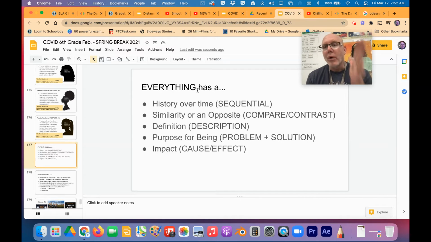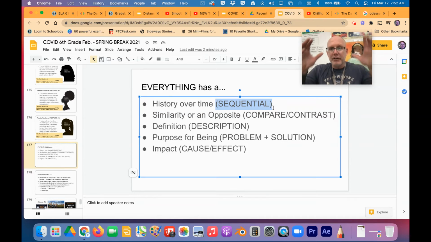Some stuff's just more of it. So if I write a history of humanity, I'm really writing sequential, but I will talk about compare and contrast. I will have descriptions of things. I will have a problem and a solution in there, and I will have cause and effect. But it just might be a book that's largely framed over the course of history. It might be a book that's largely framed as just one big definition.